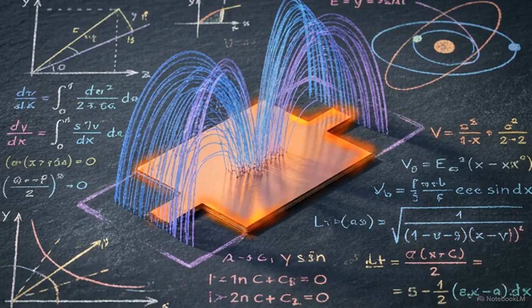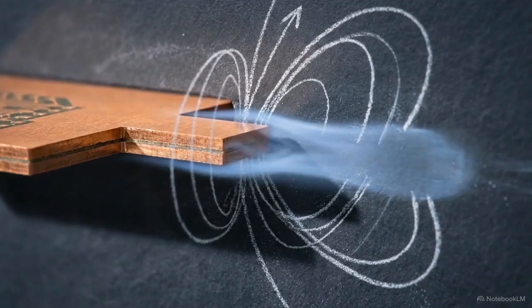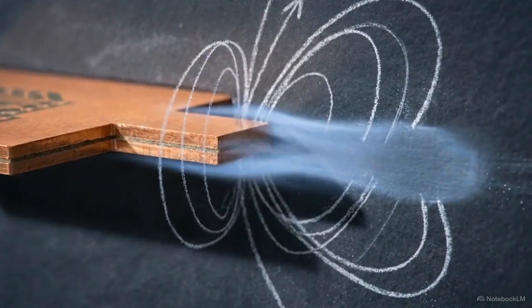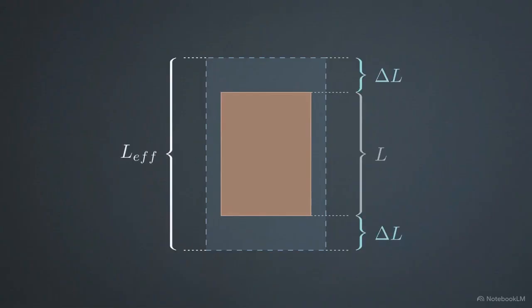This blended environment causes a distinct physical distortion. The outward arch of the electric fields gives the patch an electrical footprint that is larger than the actual piece of copper. This requires a second mathematical correction to account for the extra reach of the fields, known as the length extension. The true operational length of the antenna is the physical length of the copper, plus 2 times that length extension to account for both radiating edges.